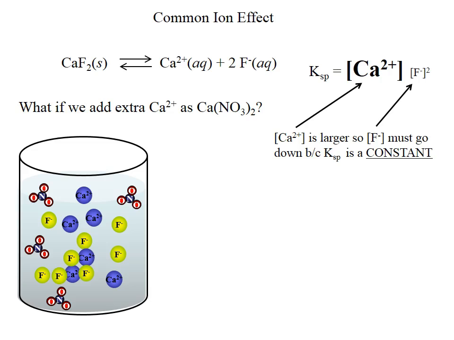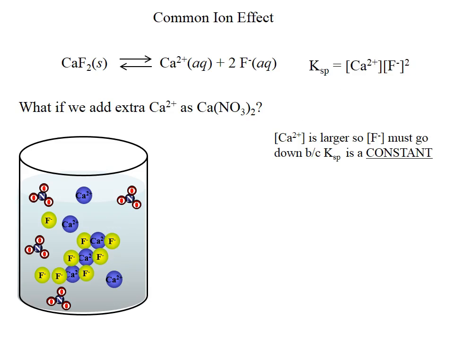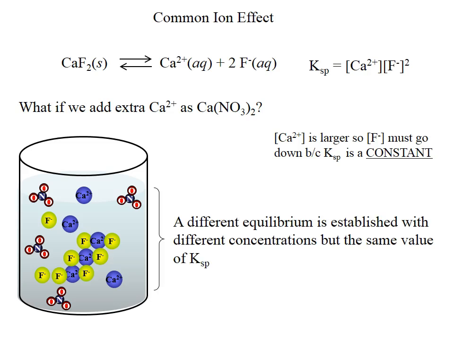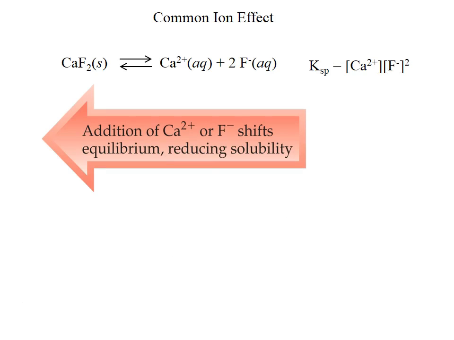The reaction will proceed to the left, and we'll get some calcium and fluoride coming out of solution and combining with the solid. So now we have a different equilibrium that's established that has different concentrations, but the value for KSP is the same. So if you take the calcium concentration and the fluoride concentration above the solid, whatever is in the aqueous phase, if you plug those into KSP, you'll still get the same KSP. So this picture is a similar idea. It's just that when you add calcium or fluoride, that shifts this solubility equilibrium to the left.